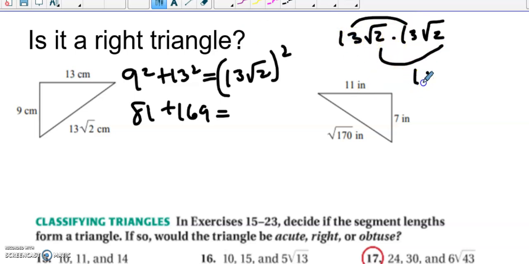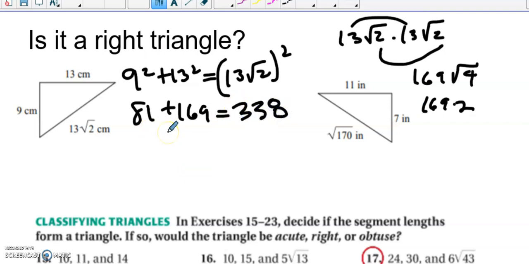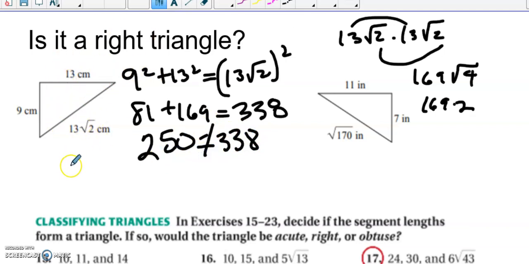So 13 times 13 is 169. Square root of 2 times square root of 2 is square root of 4. So 169 times 2 would give us 338. And 169 plus 81 gives us 250. Equals 338. That obviously doesn't work. So the first question is simply, is this a right triangle? Our answer is no, it's not.